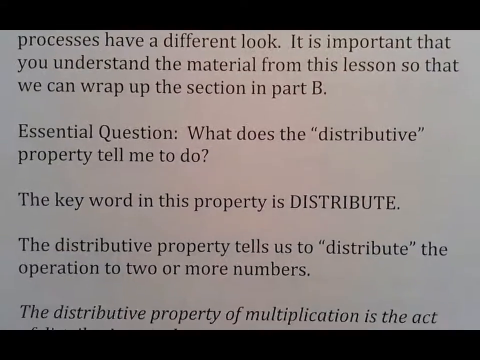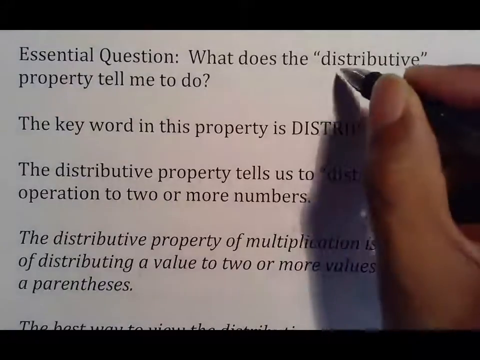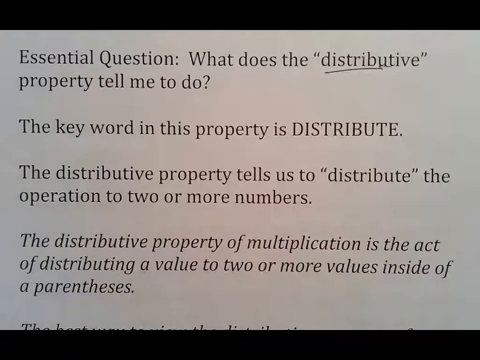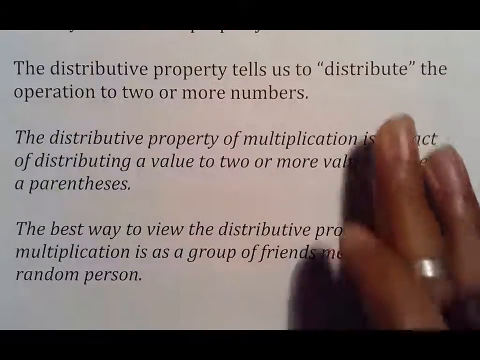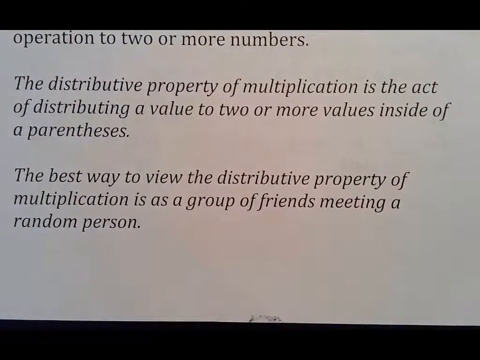What does distributive property tell me to do? The key word in this property is distribute. Sorry, there's a T there. The distributive property tells us to distribute the operation to 2 or more numbers. The distributive property of multiplication is the act of distributing a value to 2 or more values inside of a parentheses.